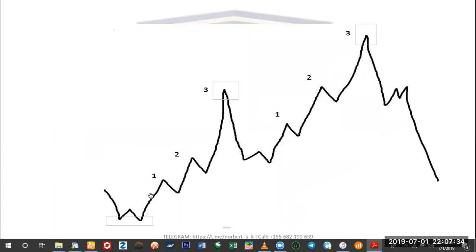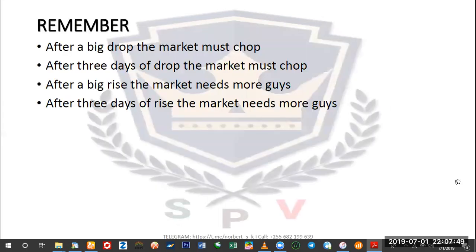So the cycle may look like this. I have a W, V, V, this was a V here. Then it came here for a reset, W, V, V. This one was like a head and shoulder. So the cycle is like that. You should also always remember that after a big rise or after a big drop, the market must chop or it may correct.